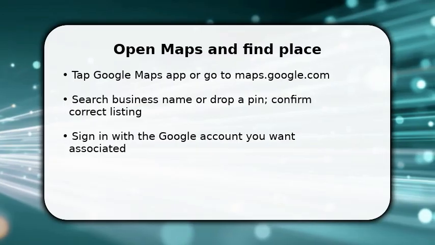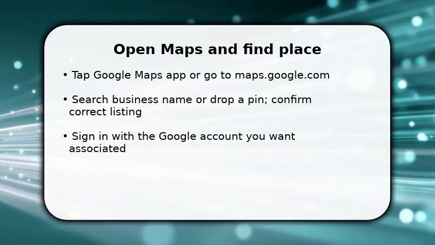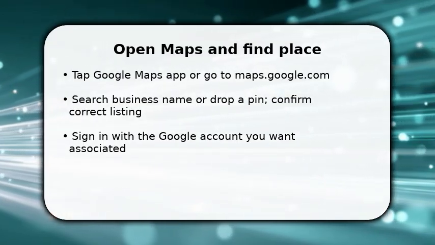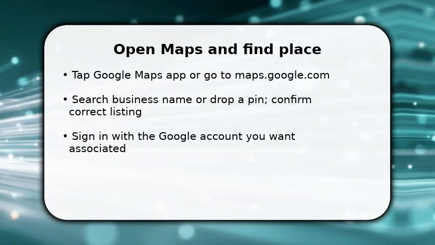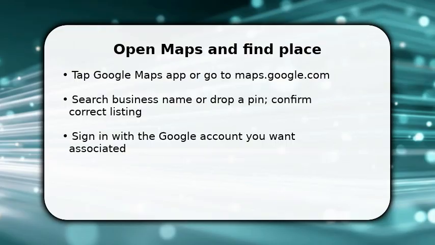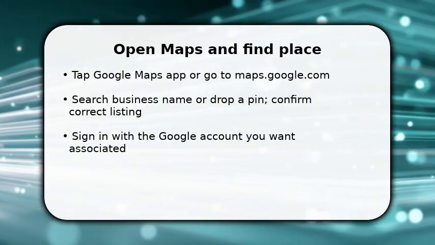You start by opening Google Maps and locating the business listing you want to rate. Once you see the correct result, tap it to open the place page and verify details like address and hours. This ensures your rating applies to the right location.